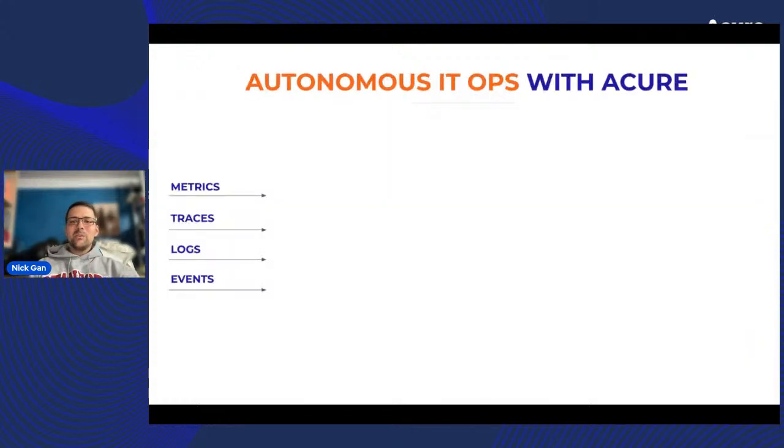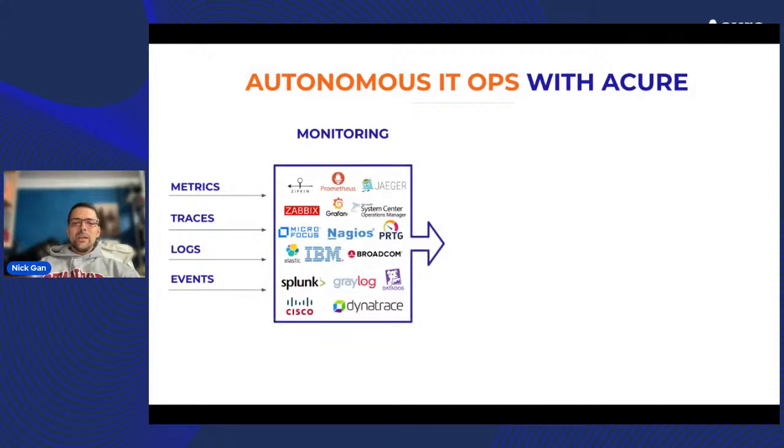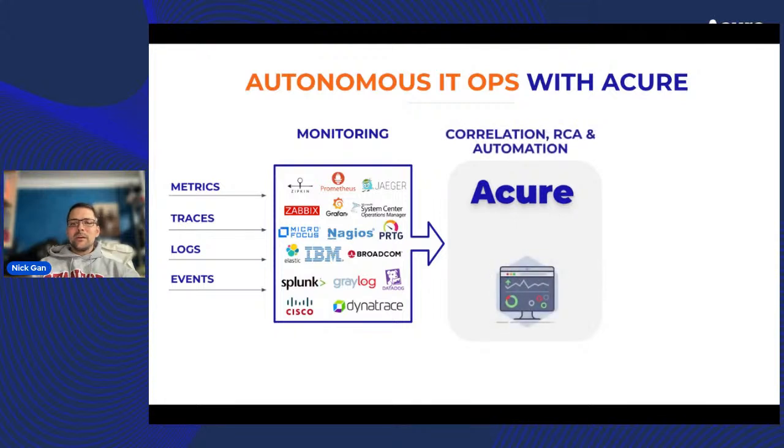So what will be with Acure? We have metrics, traces, logs, and events. We have monitoring systems. We will not kill them. We collect and combine all your data from all monitoring systems in Acure. In Acure, we will have correlation, root cause analysis, and automation. We will have dependencies, the map of dependencies in the whole of your monitoring systems.